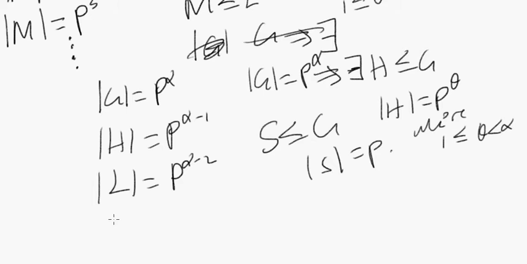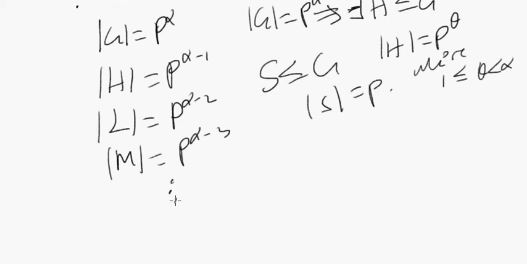And having a subgroup of order p to the alpha minus 2 guarantees us a subgroup of order p to the alpha minus 3, right? Will this process end? If we keep reducing the powers, will we reach a point where the only possible power is p to the 1? So maybe we arrive at some subgroup K whose order is p to the 1, right?